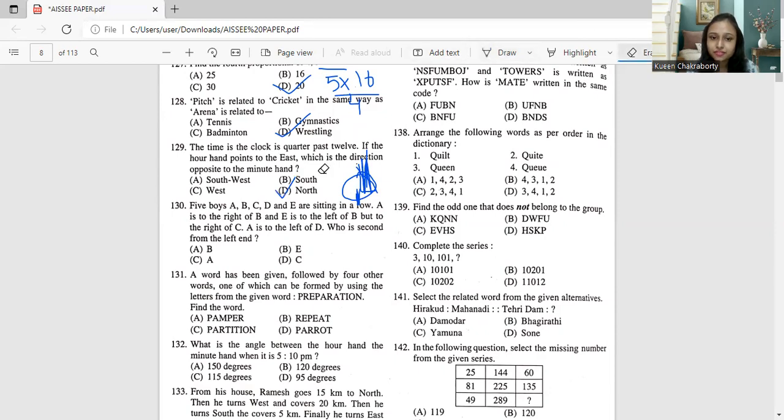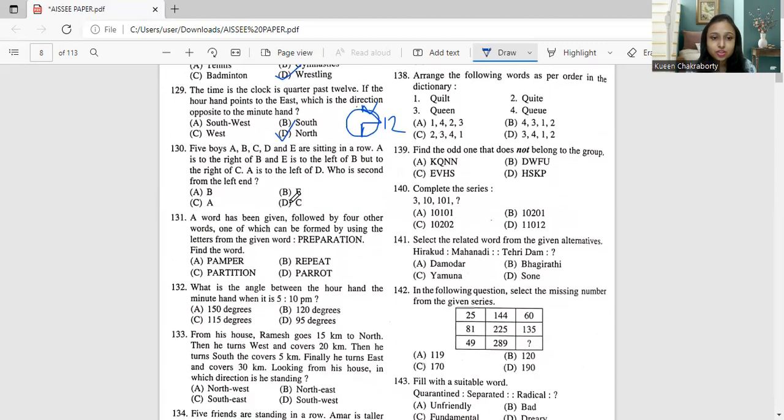I hope I made myself clear. I'll repeat this once again for your convenience. This is the clock and it's 12:15 here. This is the minute hand. We are saying that this portion points to the east, which means this is north actually. So we have to rotate it like this, and this portion will come here. It will look somewhat like this. So this is 12. What is opposite to the minute hand? This is south and the opposite to this is north. So the correct answer is north.